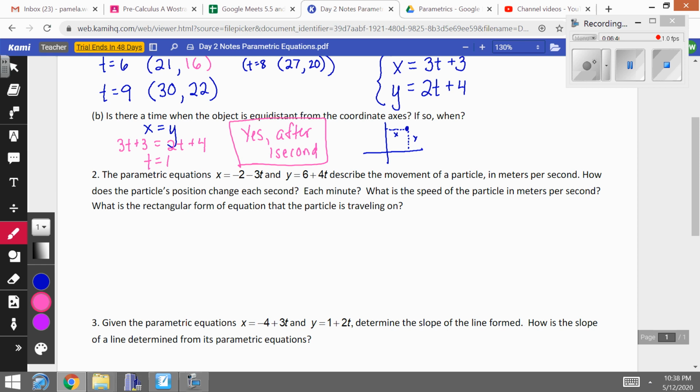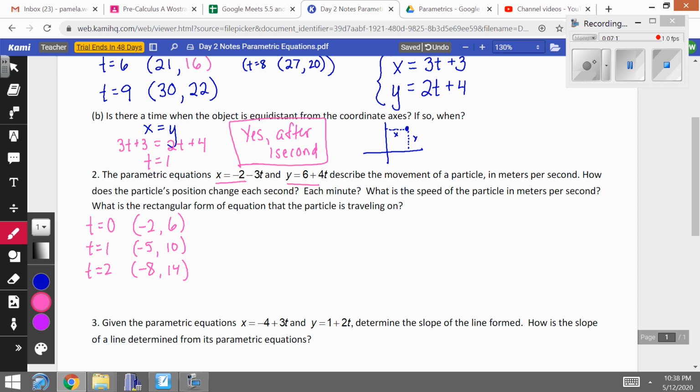So let's start off kind of basic. Let's come up with some points here. If t were 0, what would our ordered pair be? If I were to plug it into my x and my y right here, my x coordinate would be -2, my y coordinate would be 6. Let's come up with a few more just to see if we can come up with any patterns. If t is 1, we would get an x coordinate of -5 and a y coordinate of 10. If t were equal to, let's go 2, we would get an x coordinate of -8 and a y coordinate of 14. Okay, you get the idea.